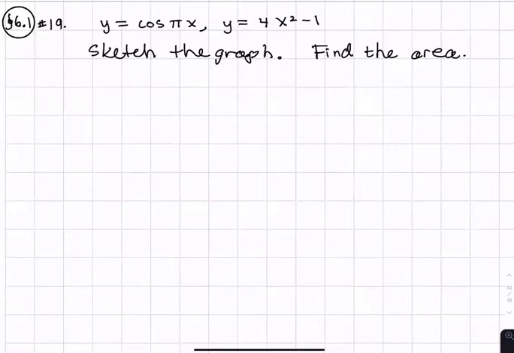Find the area between two curves. And our first step is to sketch the graph of the curves. So let's start up. We'll have a little bit of review of sketching the cosine graph.